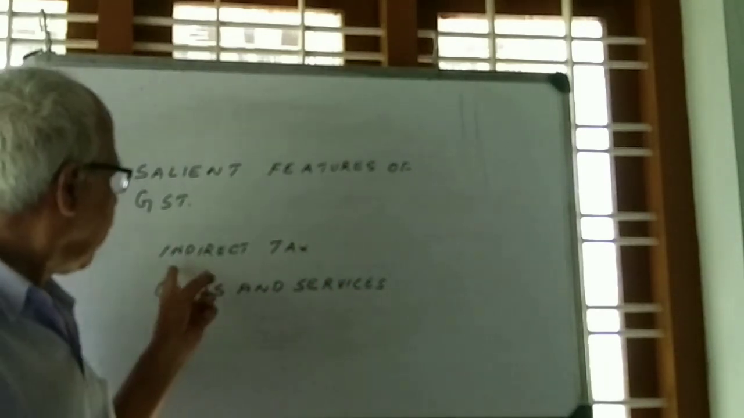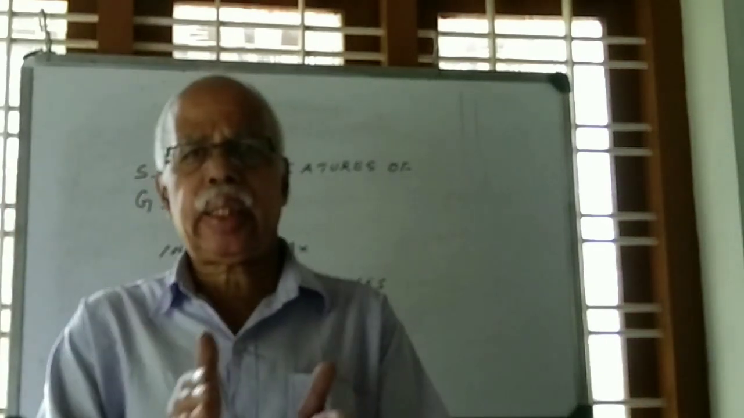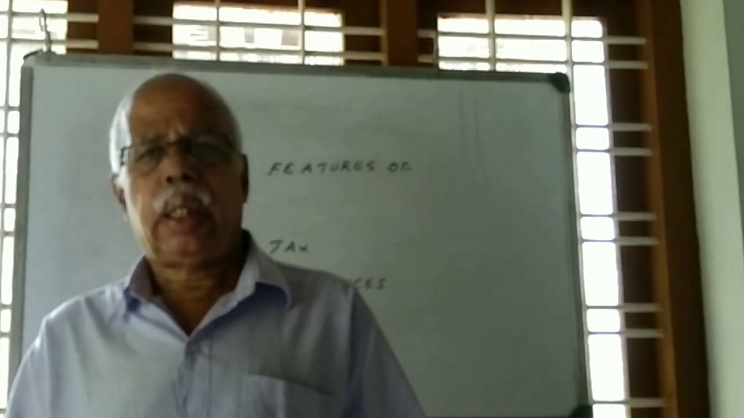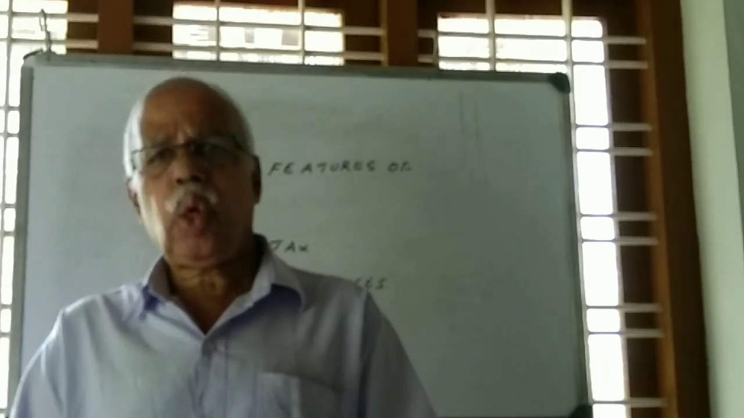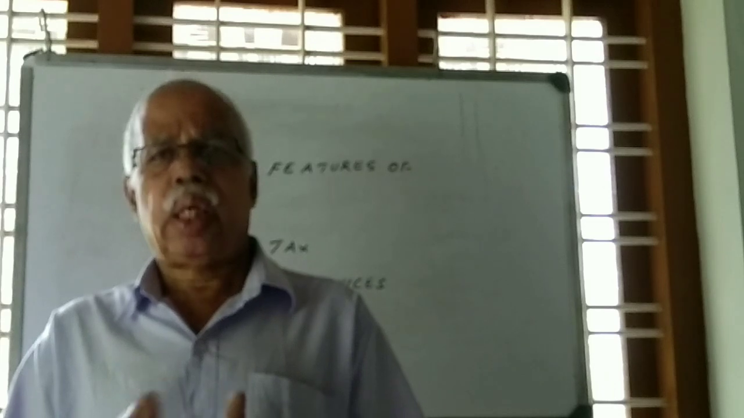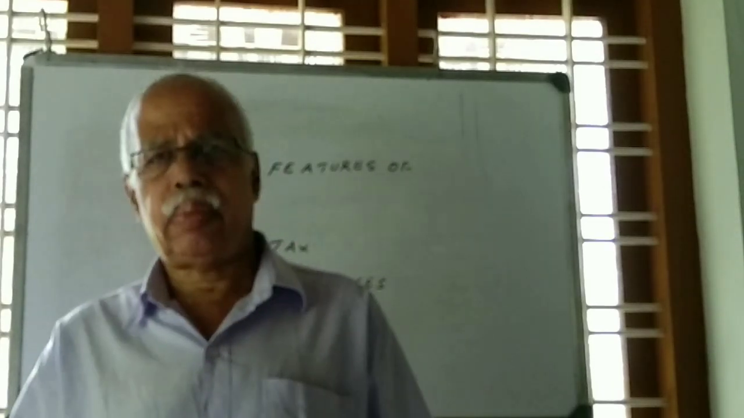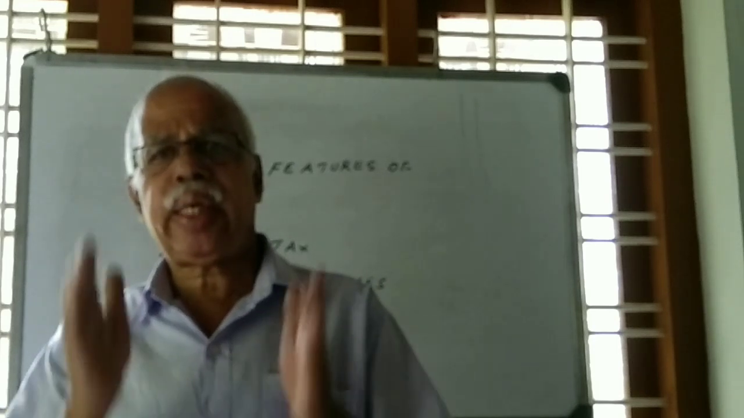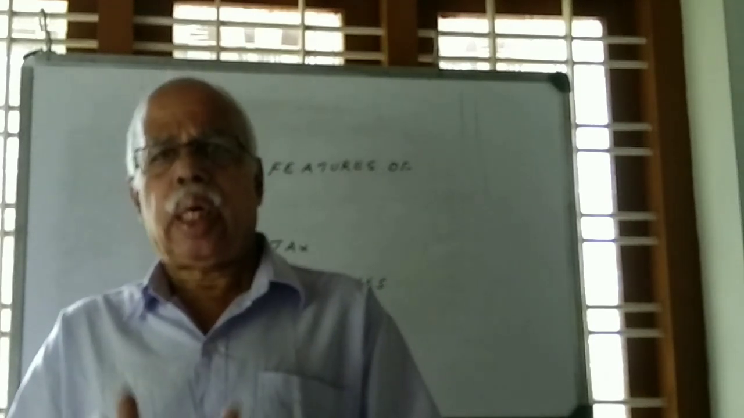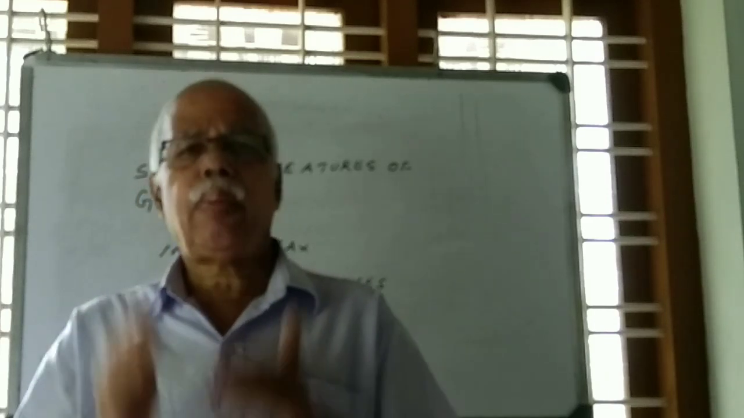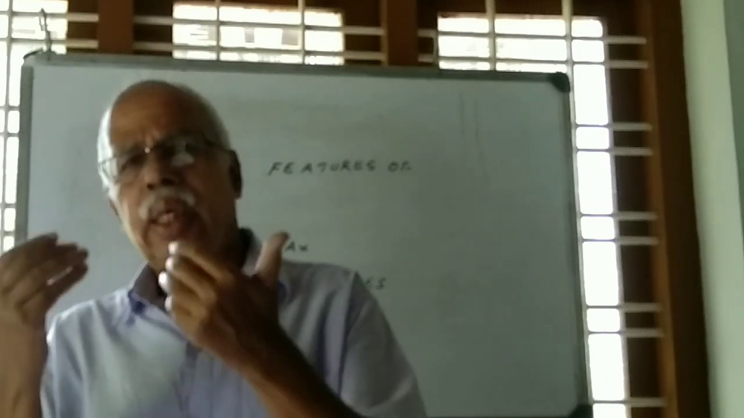1. It is an indirect tax. What is the distinction between a direct and indirect tax? The major distinction is that in the case of direct tax, the person who bears the burden of the tax pays the tax. Whereas in the case of an indirect tax, the person who bears the burden does not pay the tax. Somebody else, e.g., a retailer, pays the tax for him.